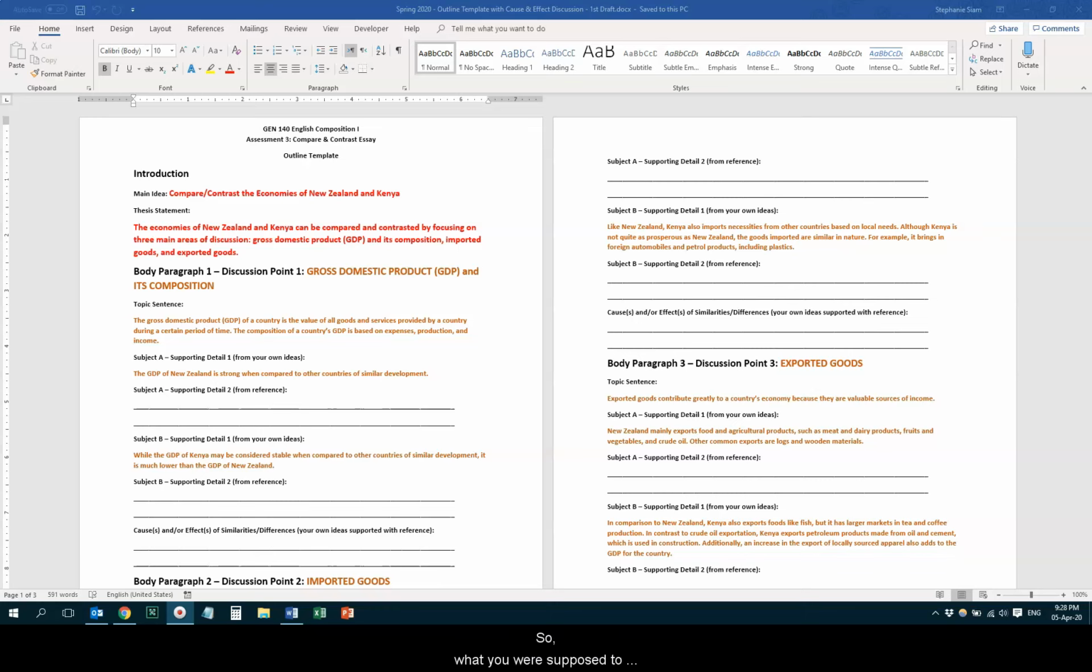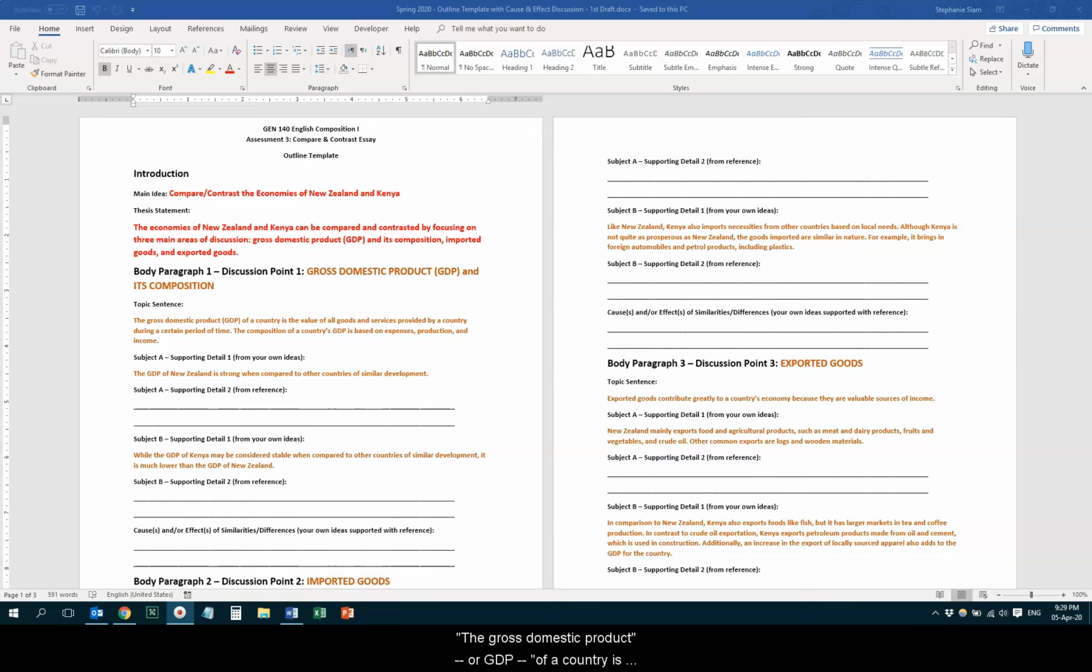So what you were supposed to do for your outline was to complete the discussion points, topic sentences, and then supporting detail 1 for subject A and supporting detail 1 for subject B for each body paragraph. So if you look at paragraph 1, you'll see that the discussion point is gross domestic product and its composition, and I've lifted this directly from the thesis statement. The topic sentence tells your reader what that paragraph will focus on.